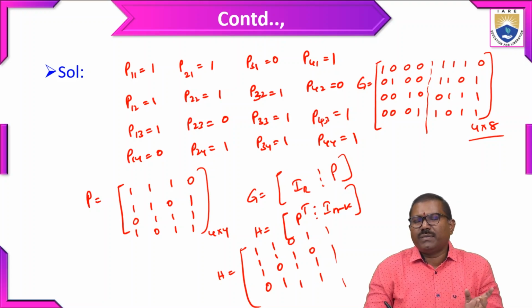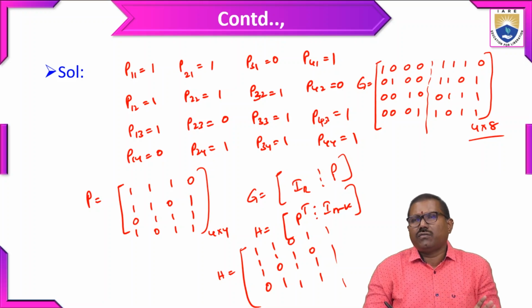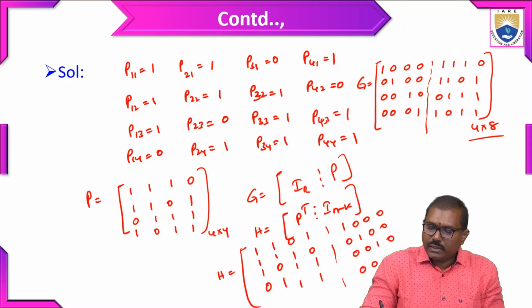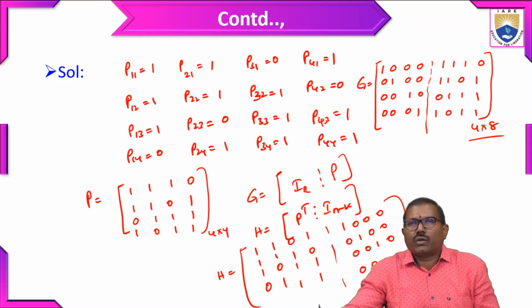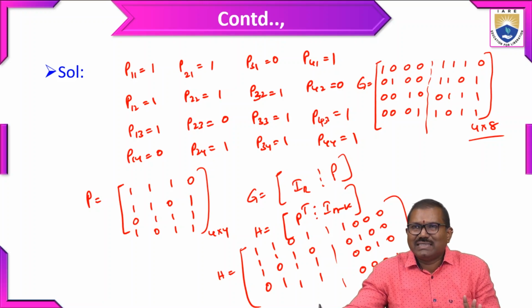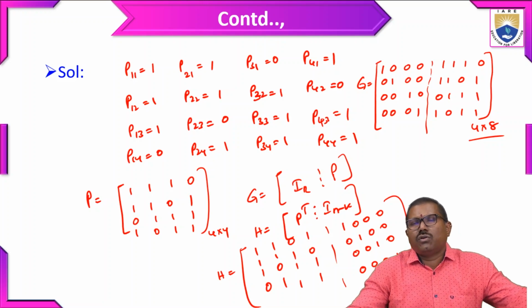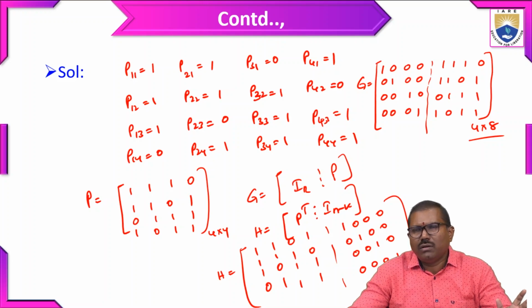And I_(n-k). What is my n? 8. K is 4. So 8 minus 4, again it is also 4 by 4. So 1, 0, 0, 0, 0, 1, 0, 0, and so on. This one is my parity check matrix. Okay. So in this way, we are going to find the generator matrix and parity check matrix. Okay. So all these problems are in this way, in this question bank of module 5.